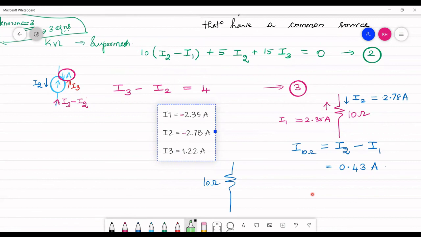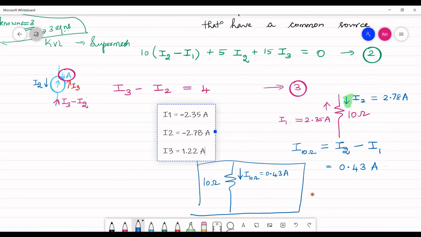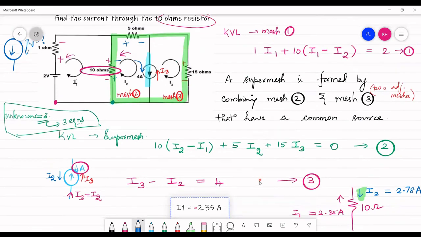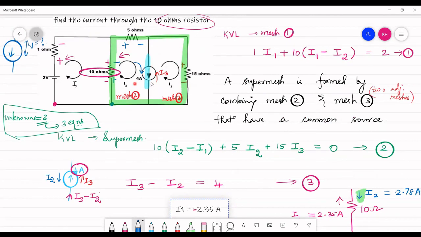So let me just conclude by drawing the 10 ohm resistor alone. I2 is the greater value of current, so the net current is going to be in the direction of I2. In this direction, you will have the net value of current, which is 0.43 ampere. So this is our final solution. I believe you understand what a super mesh is and how to solve a circuit when you have a current source which is common to two meshes. Thank you.